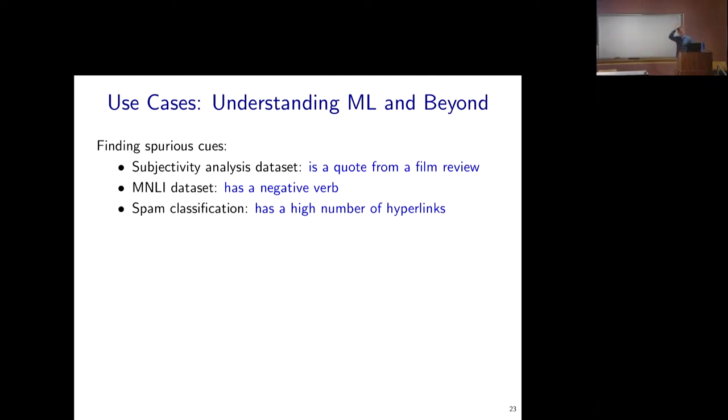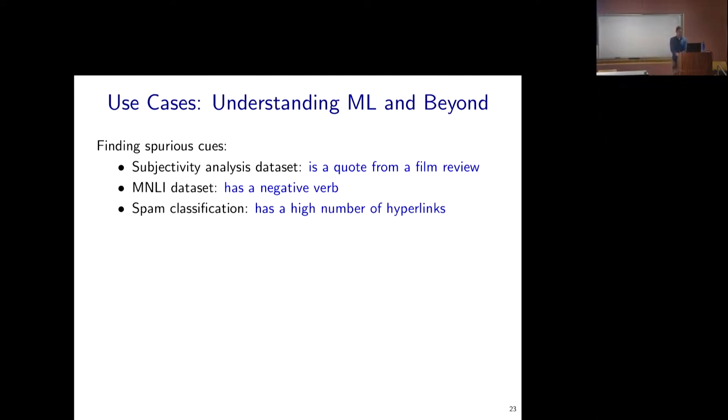There's this data set called MNLI, which is a natural language inference task. It asks whether one sentence entails another sentence or not. And there's this well-known spurious cue, which is that having a negative verb like "not" is highly correlated with non-entailment. This is well known in the literature, but our system recovers it. And then this spam classification example, in fact, is actually true.